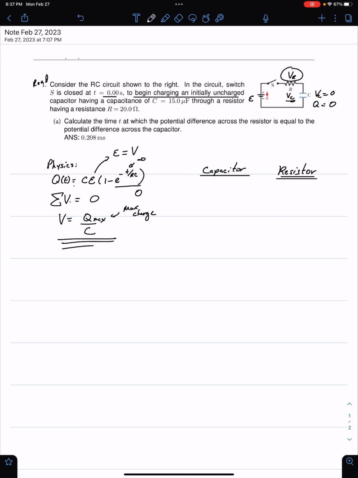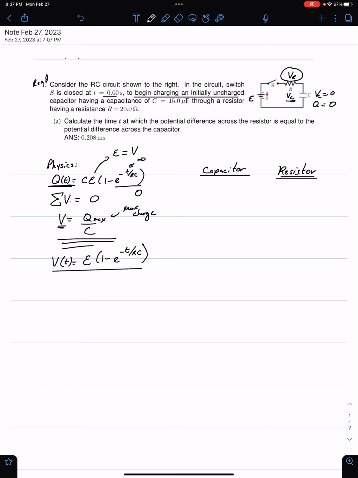And now let's finish off by identifying that voltage by substituting Q with this equation. What you have left is the voltage across the capacitor is equal to the EMF times 1 minus e to the negative t over RC. Okay? Remember, once you substitute charge equals capacitance times voltage here, the capacitance will cancel out, and what you have left is this equation right here.